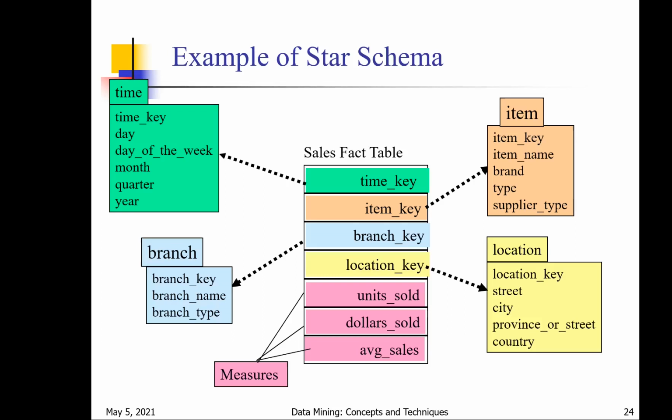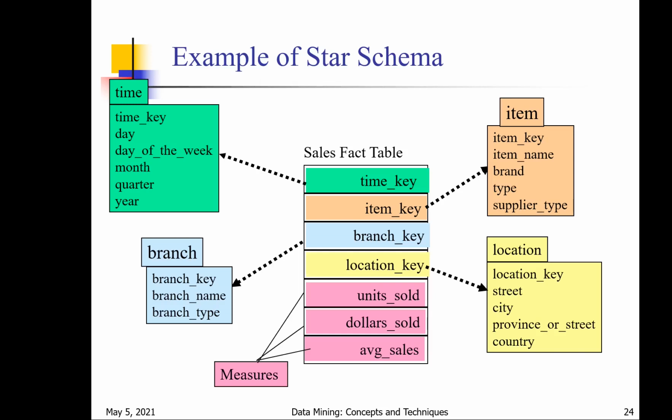So this is about the star schema. It looks like a star. The central fact table is surrounded by a number of dimension tables. For viewing, it looks like a star. That's why it is called a star schema. In the same way, we will see the snowflake schema.